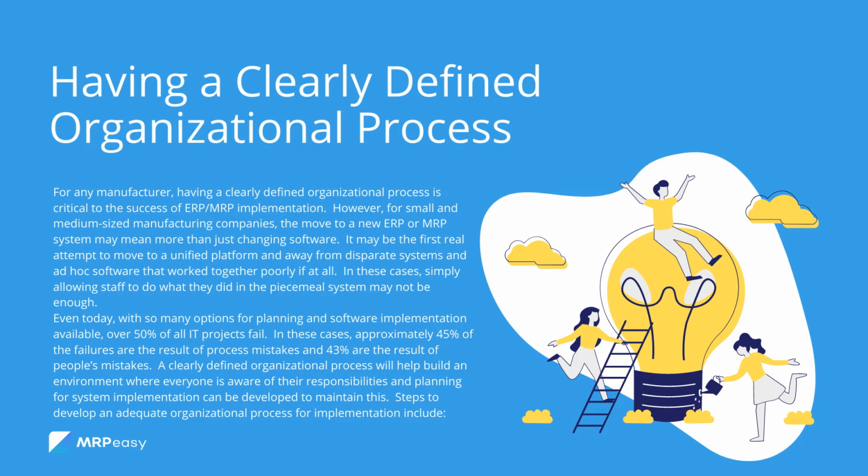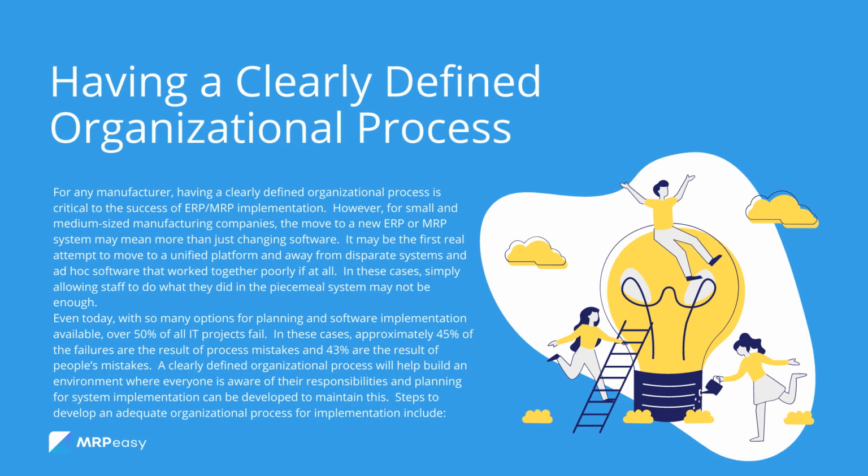For any manufacturer, having a clearly defined organizational process is critical to the success of ERP/MRP implementation. However, for small and medium-sized manufacturing companies, the move to a new ERP or MRP system may mean more than just changing software. It may be the first real attempt to move to a unified platform and away from disparate systems and ad hoc software that worked together poorly, if at all. In these cases, simply allowing staff to do what they did in the piecemeal system may not be enough.